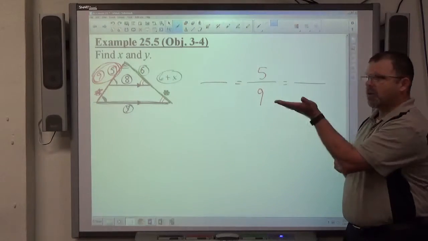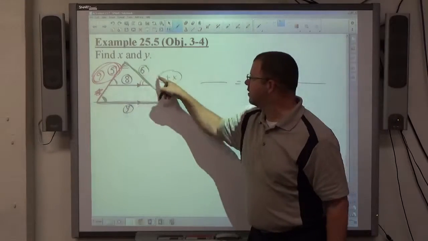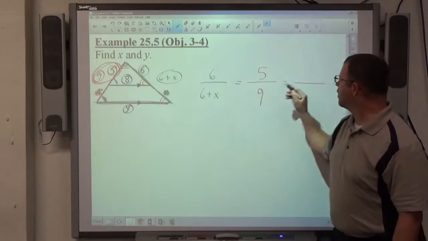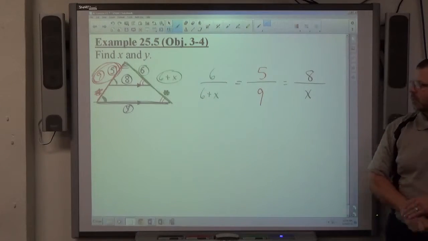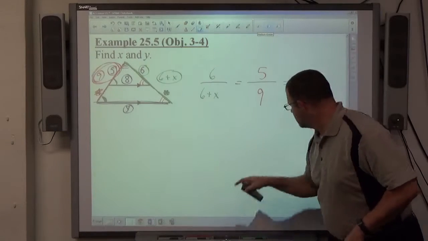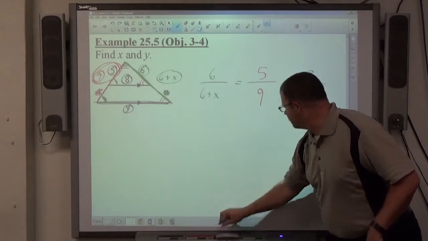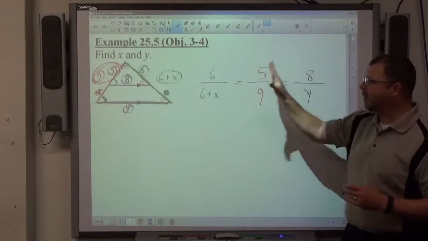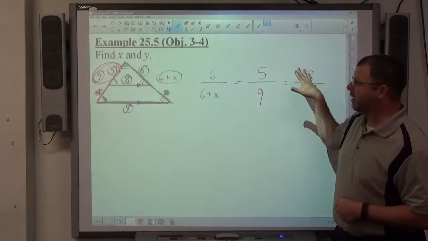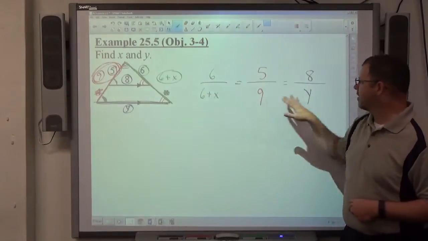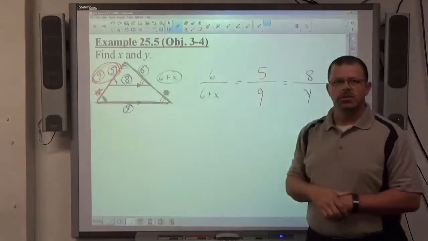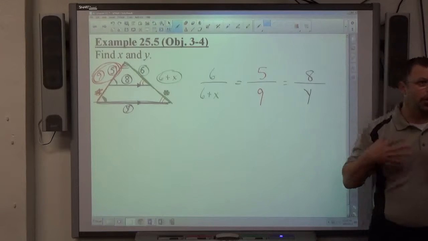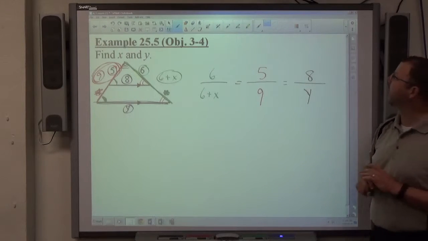I chose to put the small triangle measure on top, which means when I go with 6 and 6 plus x, small goes on top, big goes on bottom. When I go with 8 and y, small goes on top, big goes on bottom. There's y. Use the proper letters here when you do it, please. There we go. All right. So again, just verifying this good proportion. 6, 5, 8 all come from the small triangle. 6 plus x, 9, y all come from the big triangle. 5 and 9 correspond. 6 and 6 plus x correspond. 8 and y correspond. When you're creating a good proportion, that's how you should determine that it's being done.